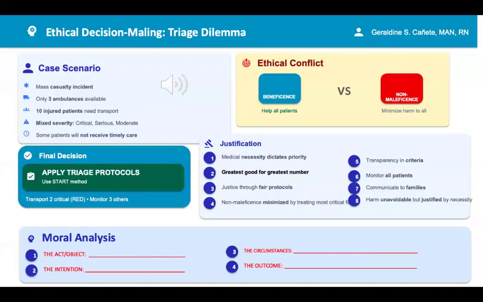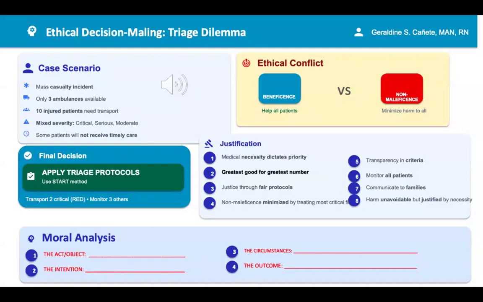For the circumstances, limited resources, only 3 ambulances, but multiple patients with varying degrees of injury, the context is one of scarcity and urgency. So that's the circumstances. And then for the outcome, some patients receive timely care, while others may experience delays or not survive due to limited resources. So the outcome is a mixed bag, with some patients benefiting and others suffering.